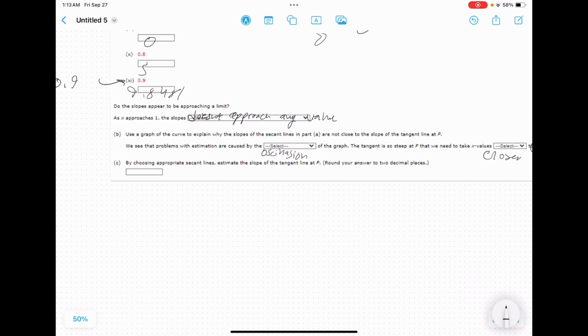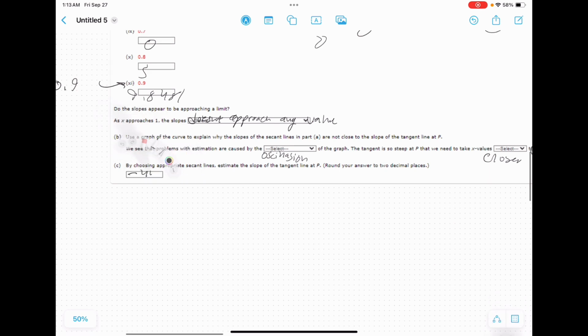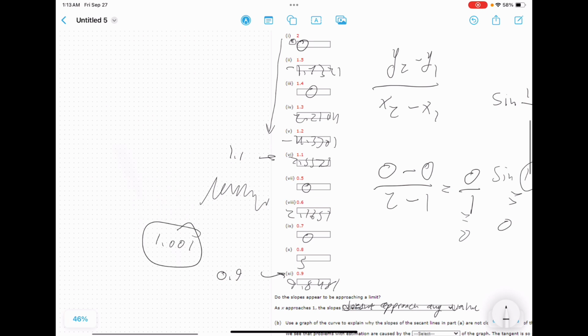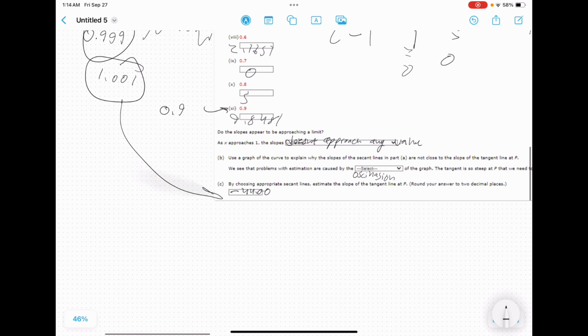So, by choosing the appropriate secant lines, we can estimate the slope of the tangent line to be around -4.44, and that is if you used one of these values, 1.001 or 0.999. One of these two values, you would get -4.